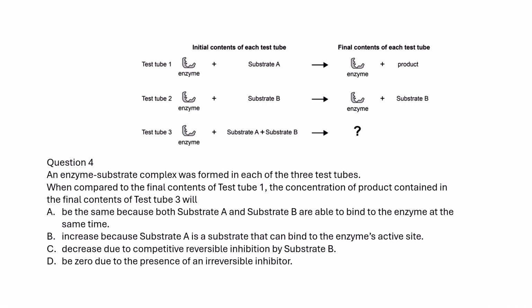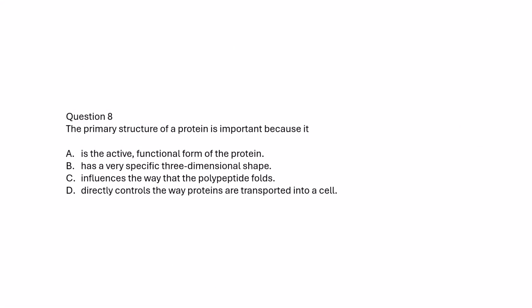In test tube 2, enzyme plus substrate B does not produce a new molecule and returns to the initial state. So, substrate B could bind with the enzyme as a reversible inhibitor. When substrate B is mixed with substrate A, substrate B will compete with substrate A for the enzyme and decrease the concentration of product in the final contents of test tube 3. The primary structure of a protein determines the higher levels of structure.